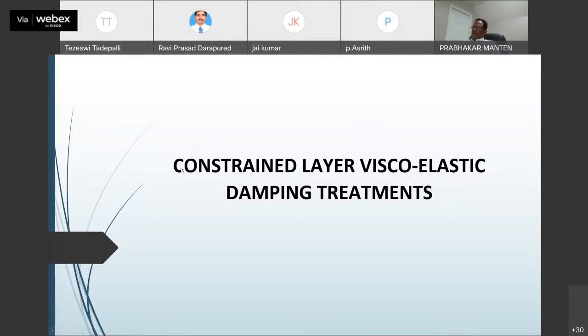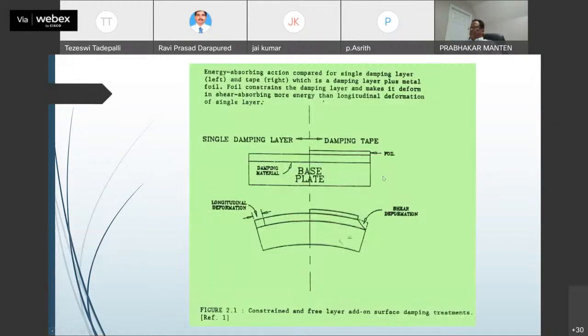But there is also a concept called constrained layer viscoelastic damping treatment. What is that? What does that do? It absorbs more energy compared to a single damping layer. Suppose you apply a free damping layer without anything on top of a structure. This is the base plate where we are trying to reduce the vibration. And a constrained layer damping has something on top of this layer.